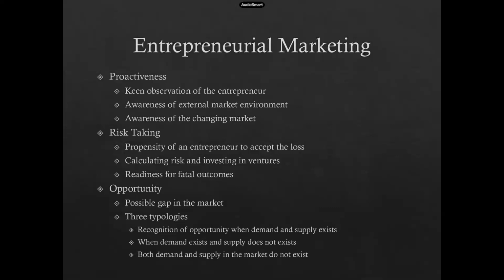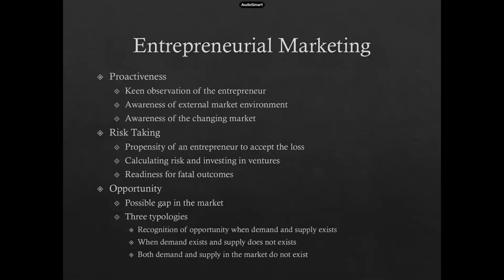The third one is actually the opportunity. Now, opportunity is the possible gap in the market, and we have been discussing this a lot before, right? This opportunity gap comes out of differentiation, or might be a possibility. It is a sort of weakness within your competitor. It might be something which is not being offered in the market at this point in time, right? So what we need to see is what are the possible opportunities?